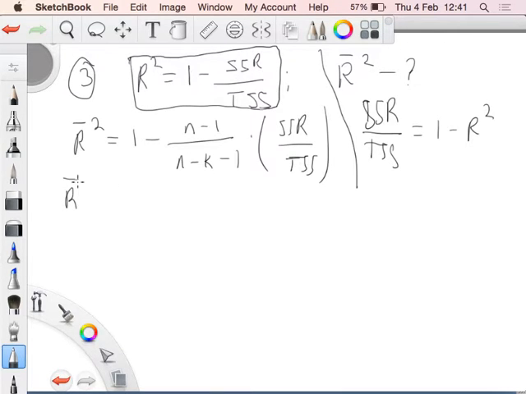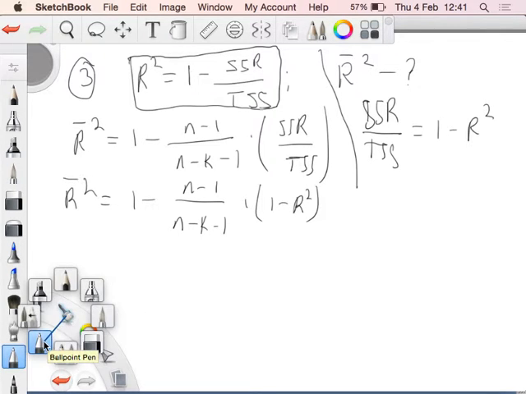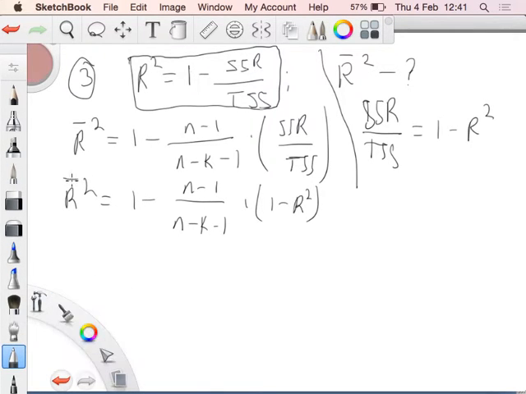And adjusted R squared is then 1 minus n minus 1 over n minus k minus 1 times 1 minus R squared. We have R squared already, and we have n, and we have k. All we need is to calculate the adjusted R squared for each of these.